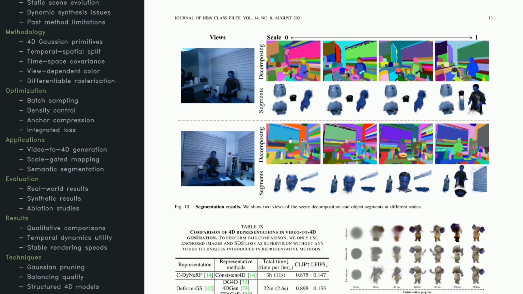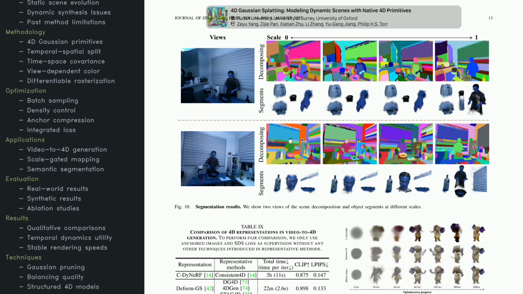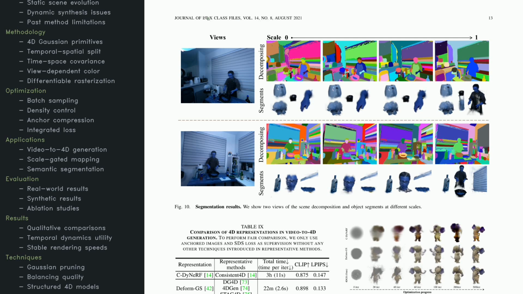Moving on, let's look at segmentation results. The figures here illustrate how the method breaks a scene into segments at different scales, highlighting individual objects and their dynamic properties across multiple viewpoints. We also compare video to 4D generation across various models, focusing on a fair test where only anchored images and supervised learning are used. You can see how accurately each model reconstructs details and captures the complexities of scene motion. Our approach demonstrates an ability to adapt to different scales and maintain robustness.